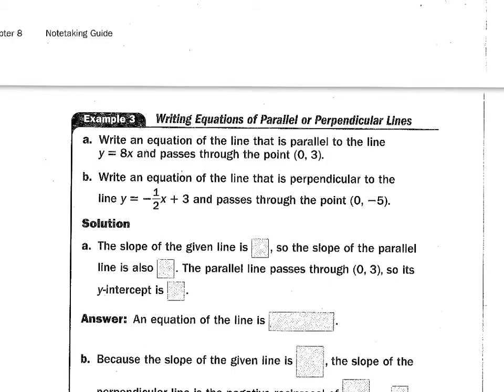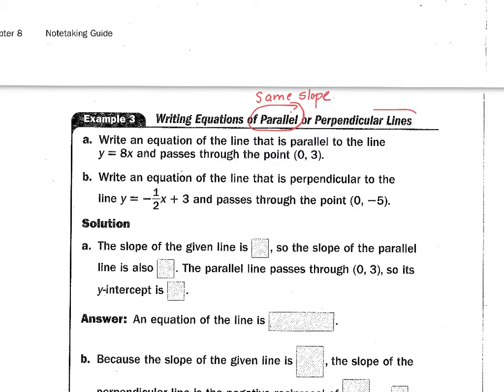Next one says, write equations of parallel and perpendicular lines. What do we know about parallel lines again? Remind me. Gavin? They're never going to intersect. They're never going to intersect, so what does that mean? What does that mean? Brady? They have the same slope. Yep. They have the same slope.